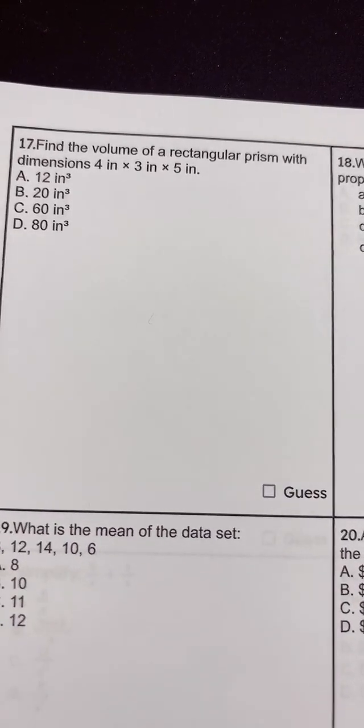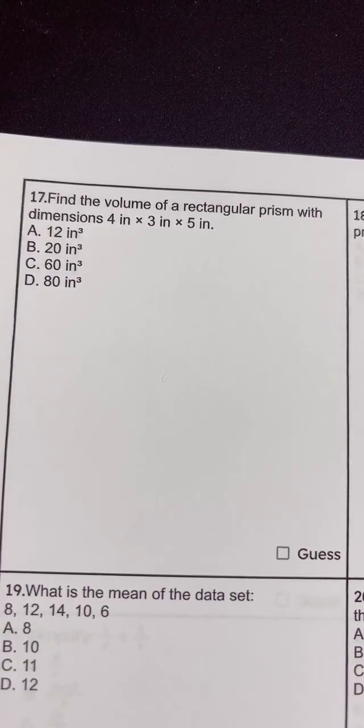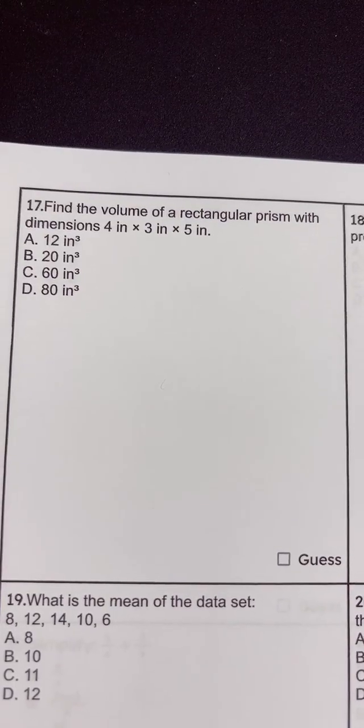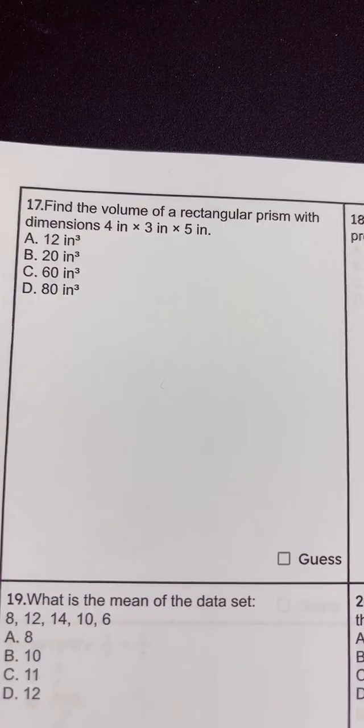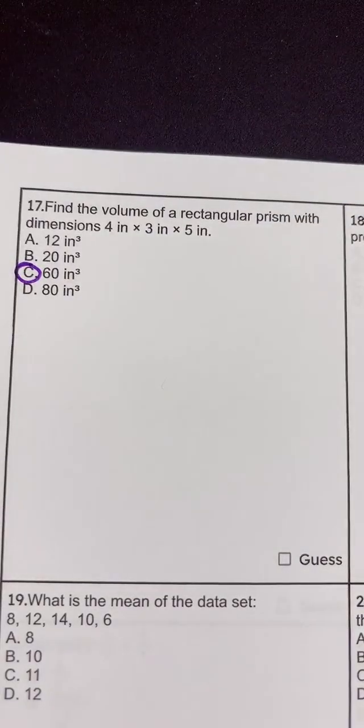Find the volume of a rectangular prism with dimensions 4, 3, and 5. And are you getting A, B, C, or D? Put your answers in the chat if you know. C. Okay, just say C. C. Van Breezy says C. Okay, 2 of us said C. I'm circling it because y'all saying it.